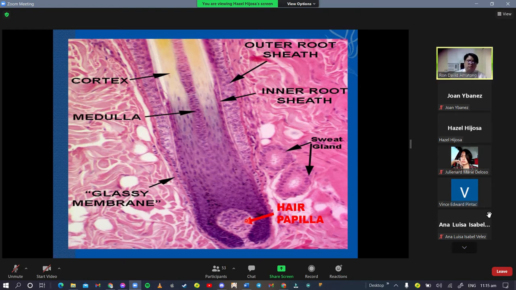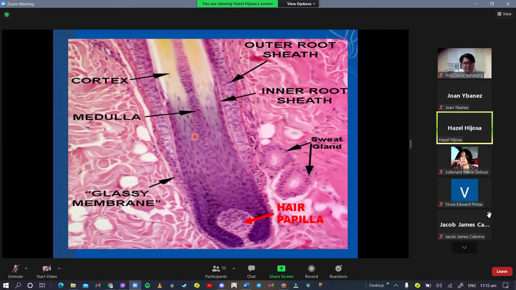Yes, Doc. So if we answer dermal papilla during the practical exam, that is wrong. We should identify this as hair papilla, just to make a distinction between the hair papilla found in the hair follicle and the dermal papilla that is found in the papillary layer of the dermis. I hope that is clear.